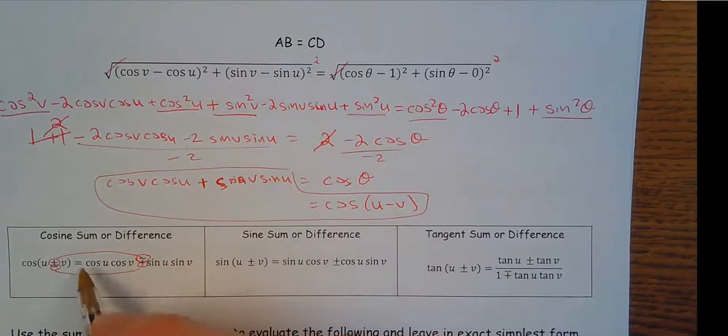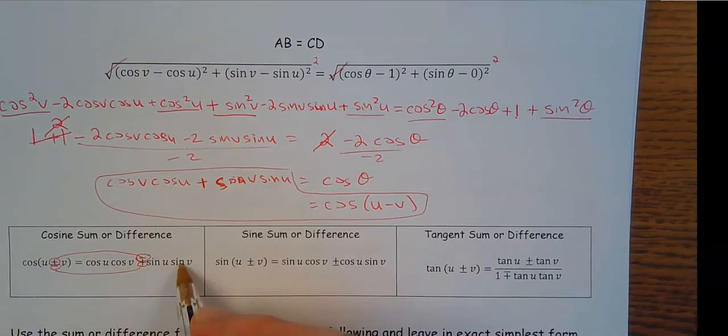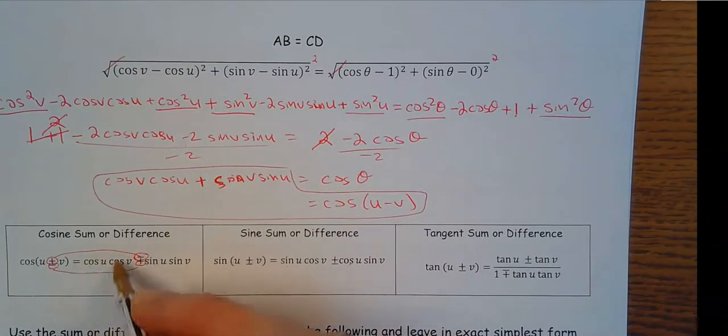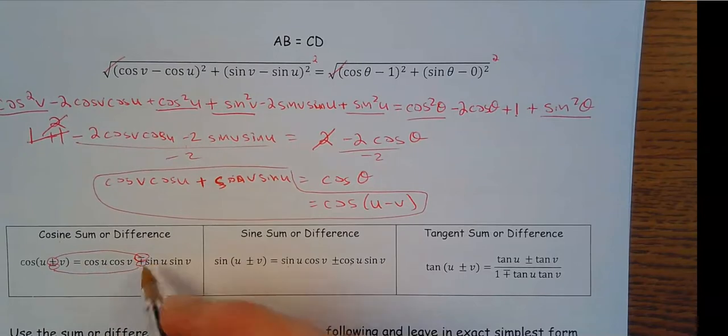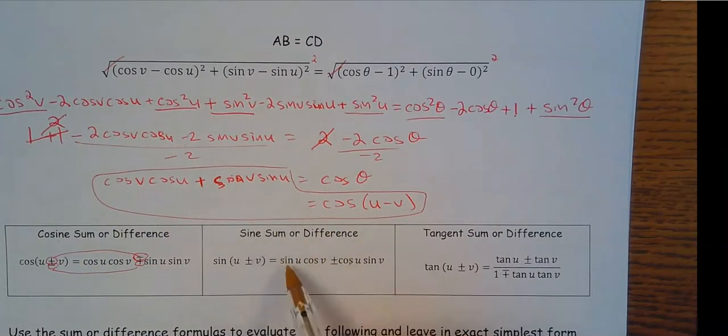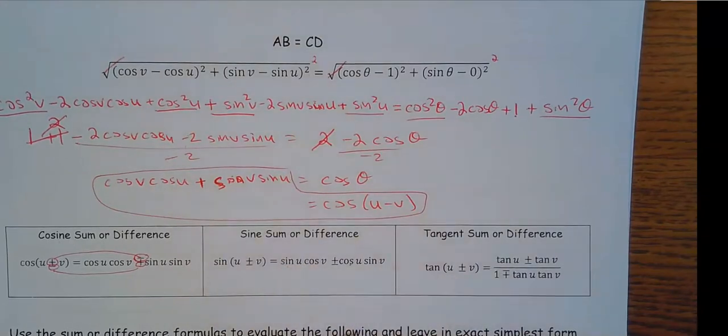But with cosine, it's cosine, cosine, sine, sine. Here it's sine, cosine, cosine, sine. So when it's cosine, they're the same functions, but not the same signs. Whereas sine, same sign, but different functions. So sine, cosine, cosine, sine.